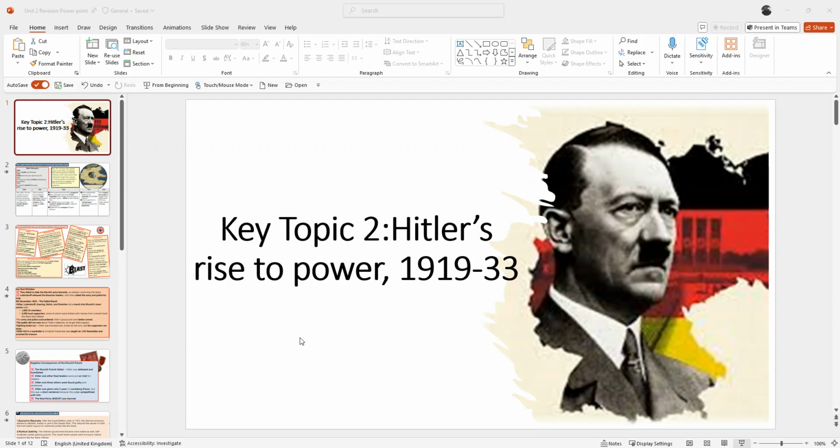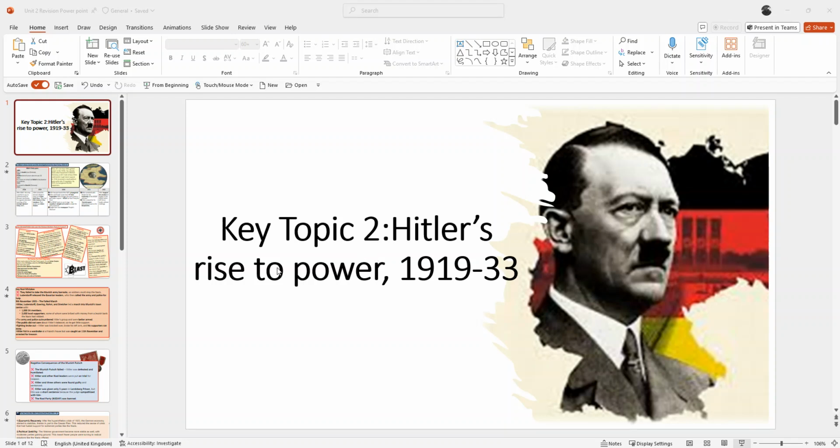So, after World War I, the army used him to spy on political parties to discover threats. He regularly attended meetings of the German Workers' Party, the DAP. He joined in 1919 as he liked their ideas. They had very little money and very few members. Their leader was Anton Drexler. 1920, Hitler became the head of propaganda for the DAP.